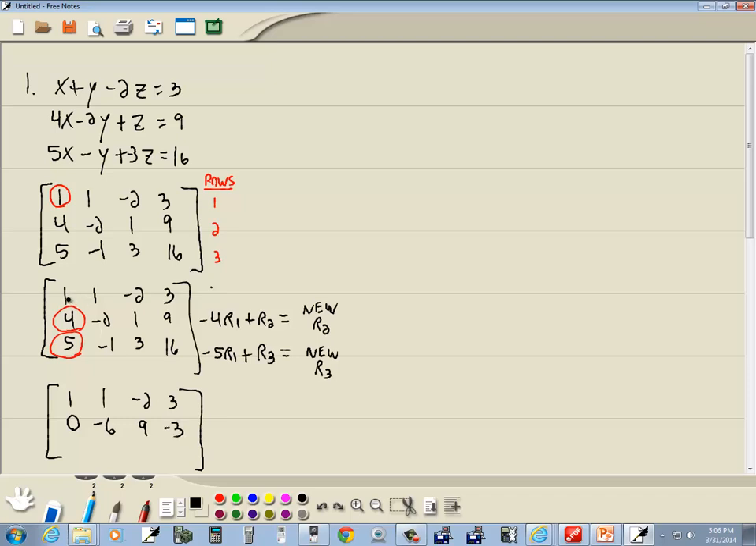And let me double check that. Okay, negative 4, negative 6, 8, 9, negative 12. Okay. Now we'll take negative 5 times row 1 and add it to row 3. So negative 5 times 1 is negative 5 plus 5 is 0. Negative 5 times 1 is negative 5 plus negative 1 is negative 6. Negative 5 times negative 2 is 10 plus 3 is 13. Negative 5 times 3 is negative 15 plus 16 is 1.